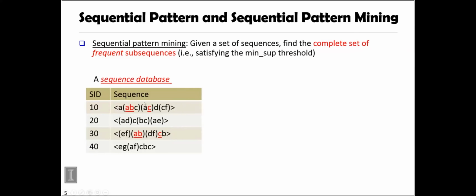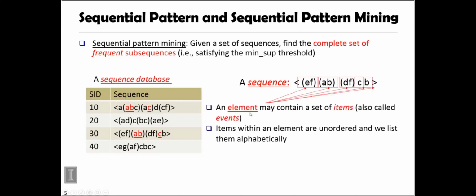What's the meaning of this? We look at this particular sequence. The parenthesis means these items are within the same shopping basket. Then after that, you get another one, AB, which follows EF. But AB is getting together at the same time. Similarly, DF getting together but following AB, and then C, then B.